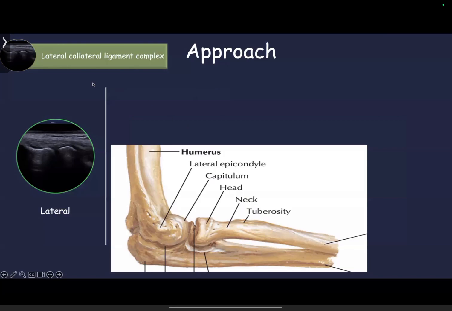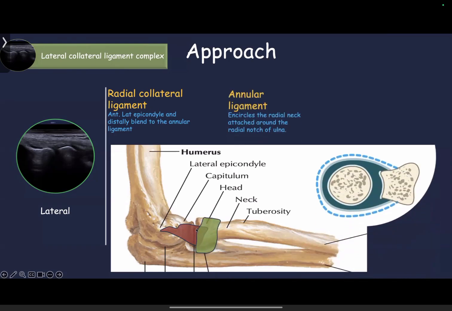Then if you look at the lateral collateral ligament complex, they are not easy to find, but yes, we'll try to make it clear. First we have the radial collateral ligament. This originates from the anterolateral epicondyle and distally blends with the annular ligament. This is the annular ligament, which encircles the radial neck and attaches around the radial notch of the ulna.